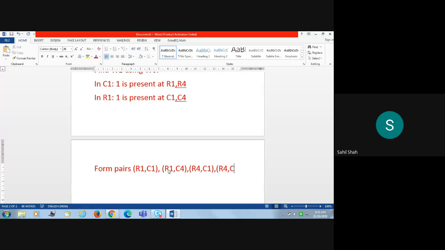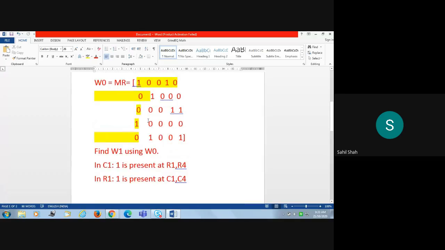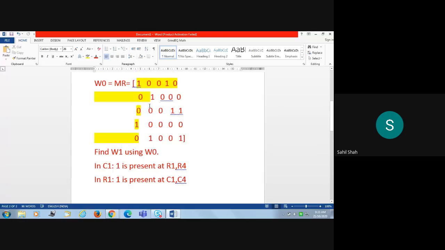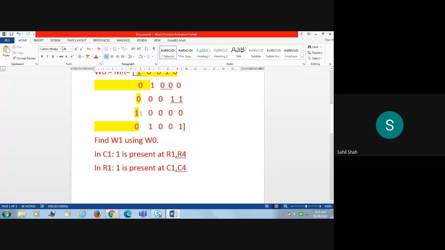Are you getting this? Yes, R1 C1, R1 C4, R4 C1, R4 C4. You have to cross check now in the matrix W0. Which pairs? R1 C1 is present, R1 C4 is present. Let me now check for R4 C1. This one is R4, this one is C1, it is present. R4 C4. Observe R4, this is C4. C4 is 0. That we will make it 1 in W1.